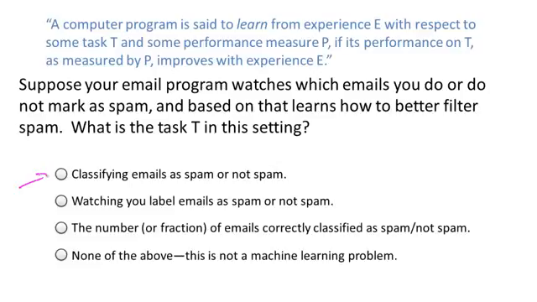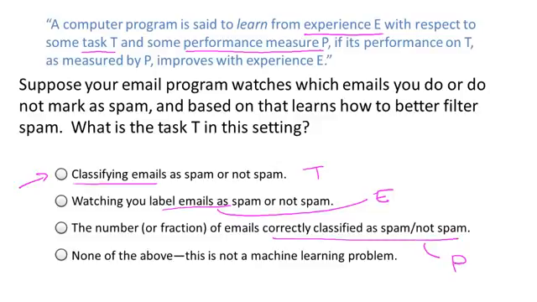So hopefully you got that this is the right answer. Classifying emails is a task T. In fact, this definition defines a task T, a performance measure P, and an experience E. Watching you label emails as spam or not spam would be the experience E, and the fraction of emails correctly classified might be our performance measure P. And so our system's performance on the task T, as measured by the performance measure P, will improve after the experience E.